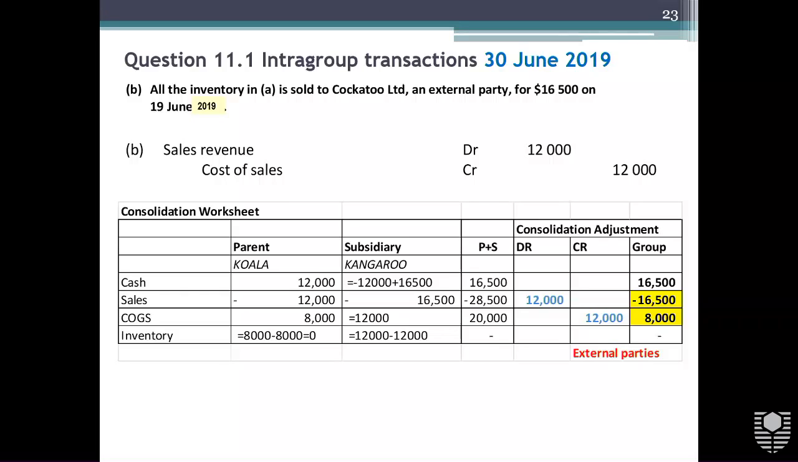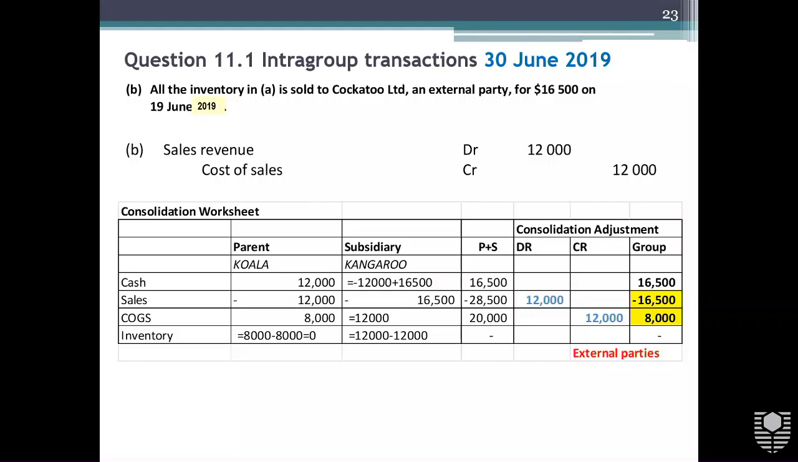So what that means is we need to eliminate what's happened here in the subsidiary. But you add the two together because remember, these books are separate. Add them together, you've got 20,000. We need it to be 8, which is 12.